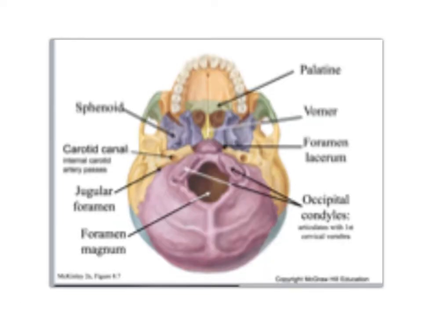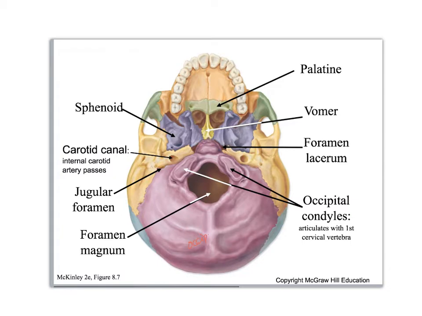All right, let's look at an inferior view now. Let's start with things we should be really familiar with. We've got our occipital here. You have a little bit of the parietal over here that's visible. Over here, we've got temporal, and again, temporal.